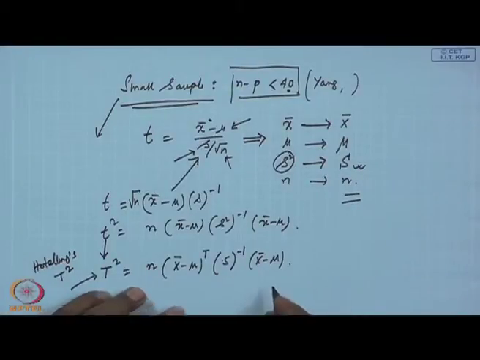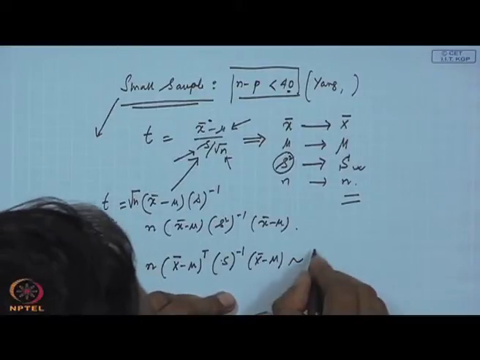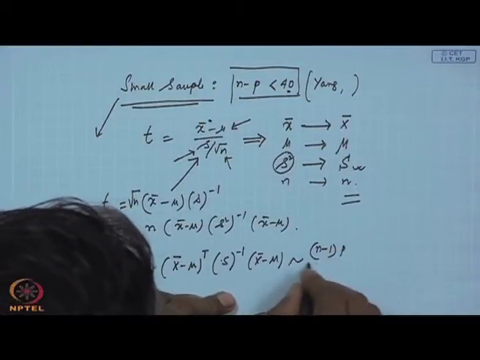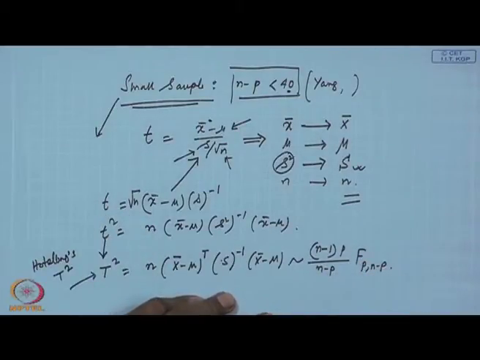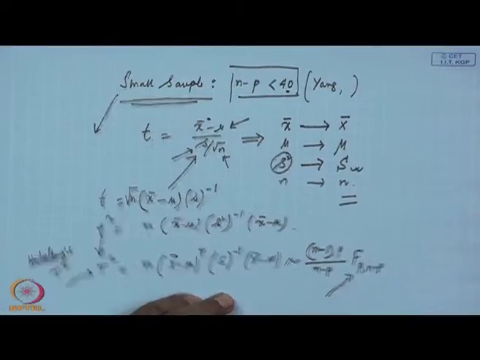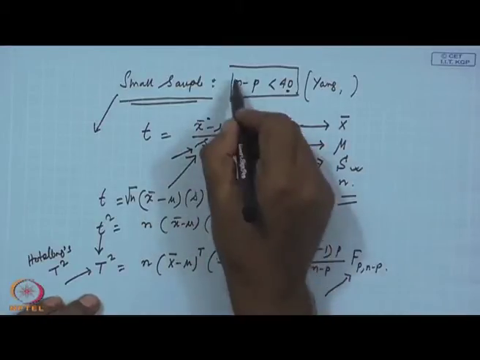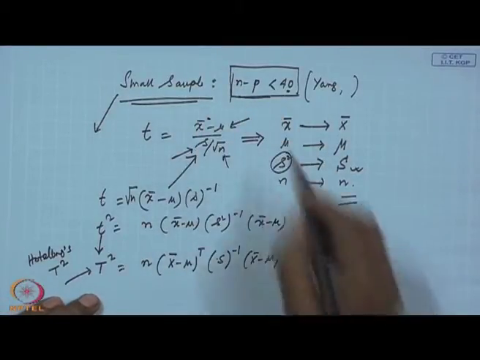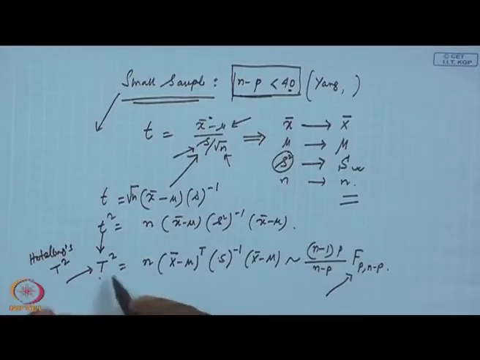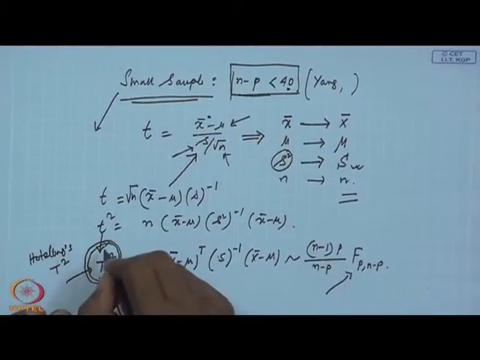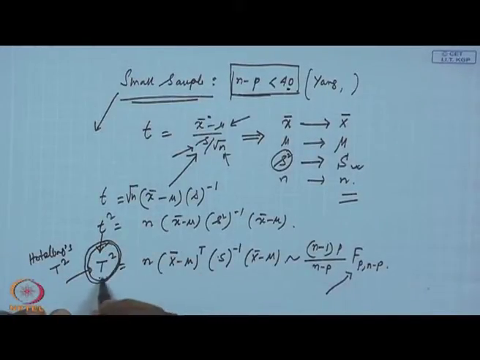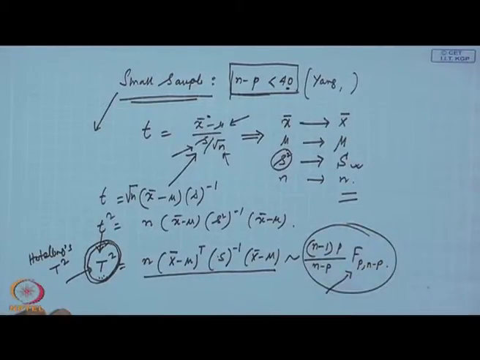And Hotelling has proved that this quantity will follow (n minus 1) p by (n minus p) times F with p and n minus p degrees of freedom, that is, an F distribution. So, when you take a small sample size, this is the statistic of importance, and this is the derivation of this T square and the distribution it follows.